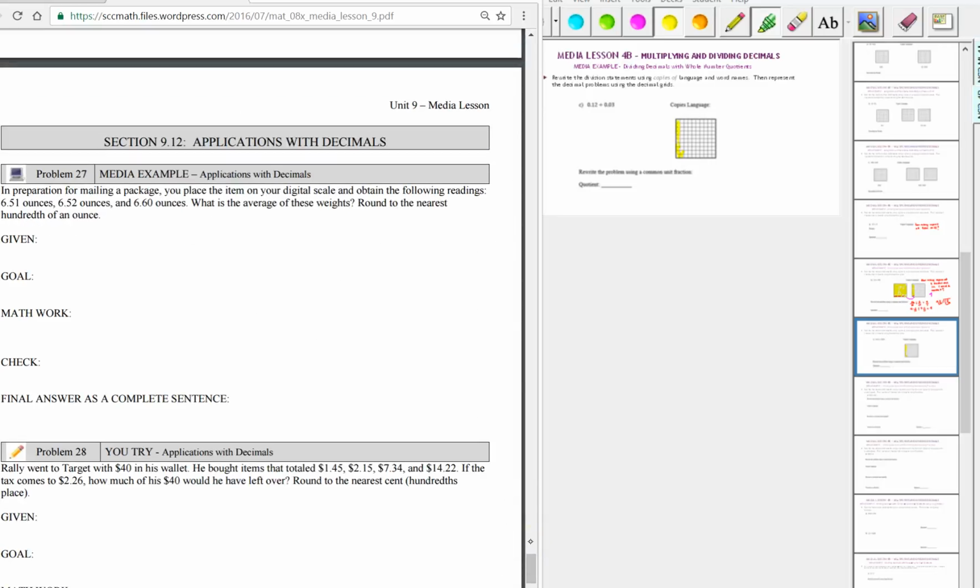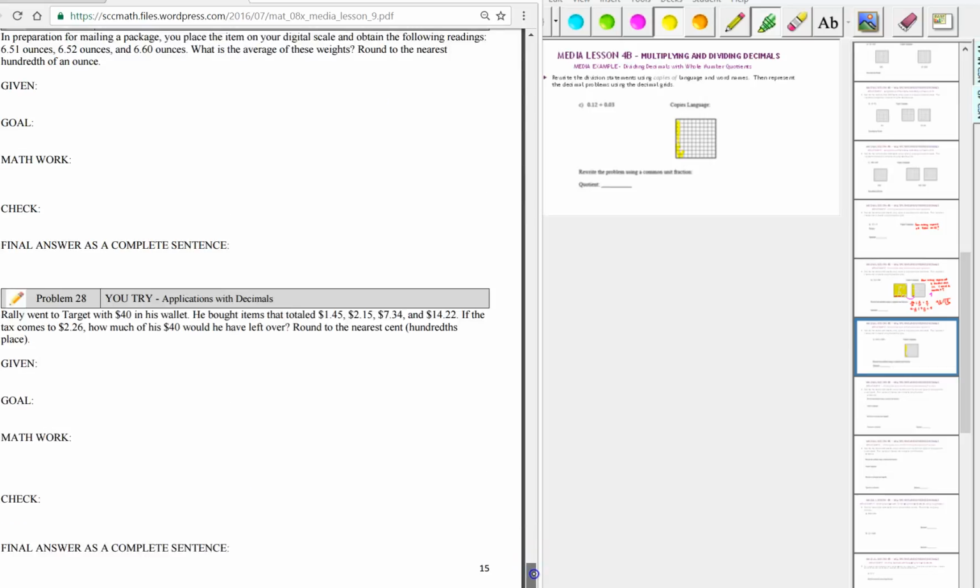And then we just have a couple of applications for them to look at.